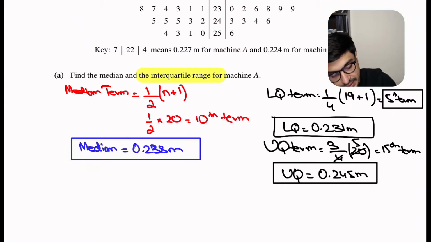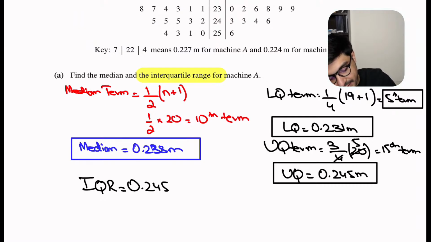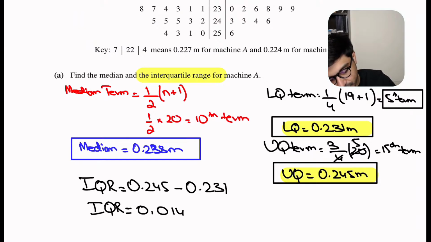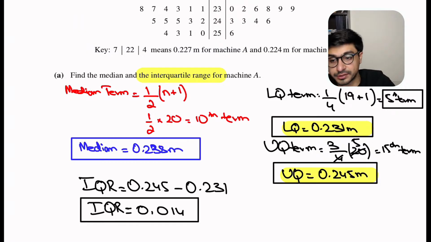So with the upper quartile and lower quartile, we can find the interquartile range. It's going to be 0.245 minus 0.231. What we do is we just subtract the exact values of the lower quartile from the upper quartile. So 0.245 minus 0.231 is going to be 0.014. Right? So 0.014 is the interquartile range, and that is going to be my final answer, right?